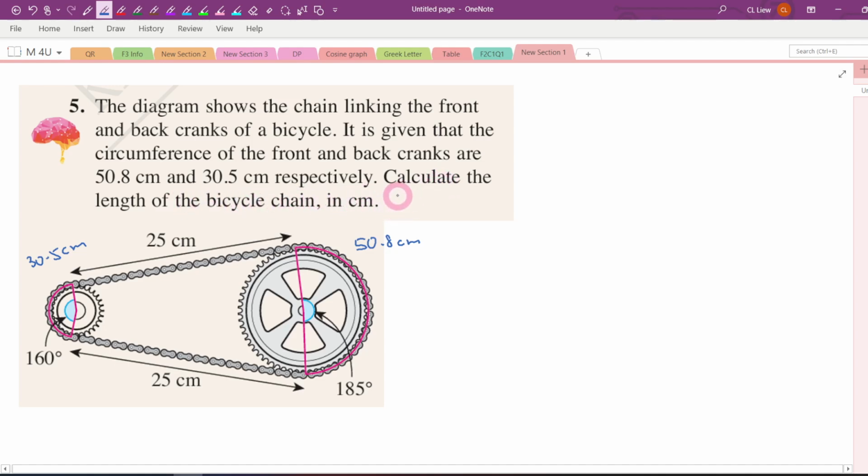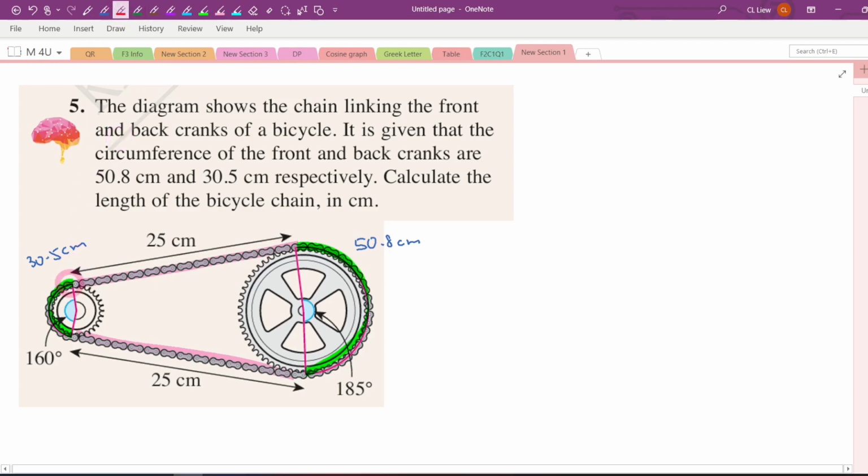So here I'm going to show you two methods. Let me show you the faster one first. To find the length of this bicycle chain, you need to find the arc length here and also the arc length here. Then plus 2 times of 25. Then you will be able to get the length of this bicycle chain.